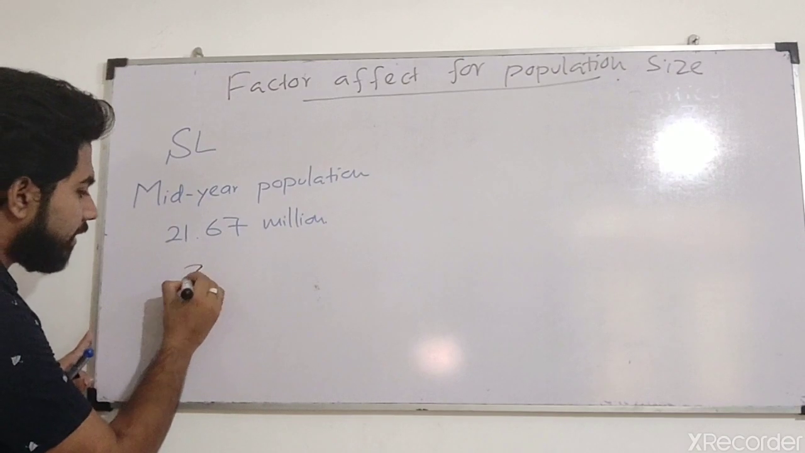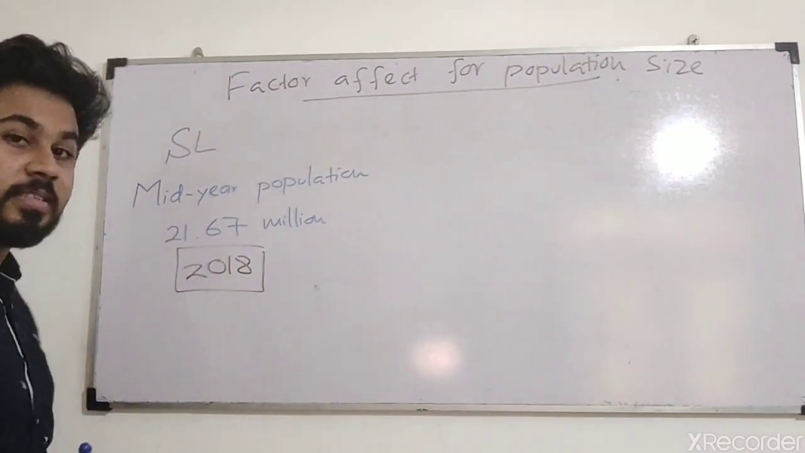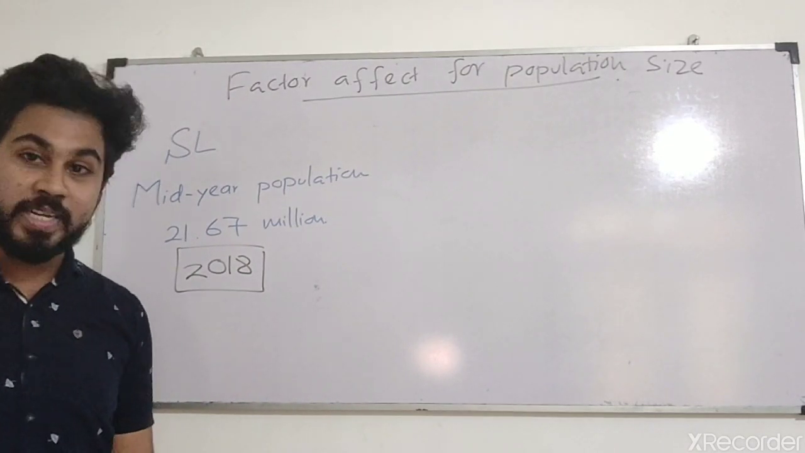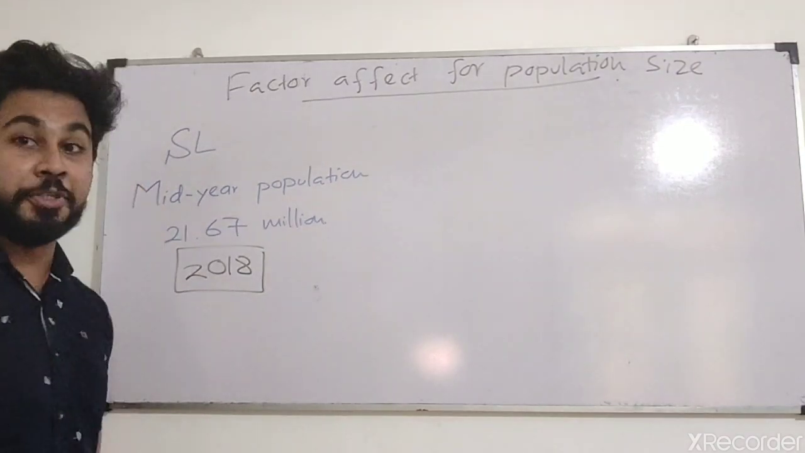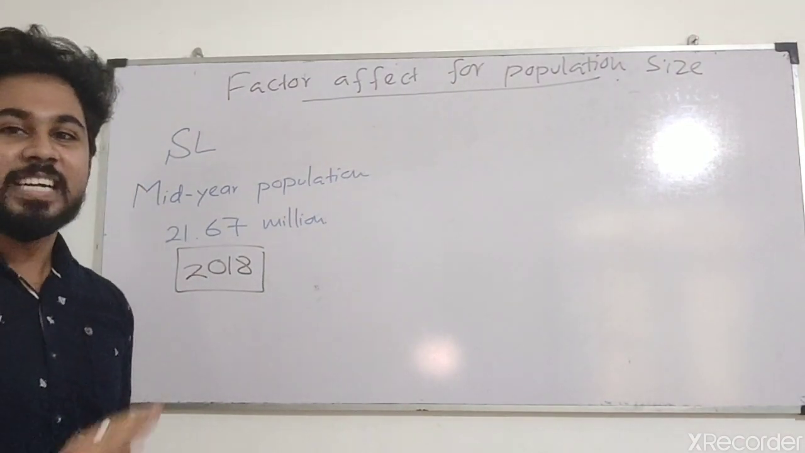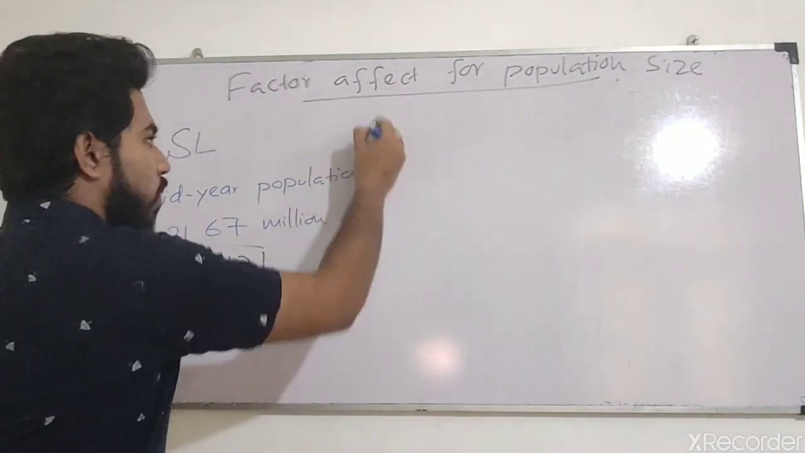So we are considering the statistics in year 2018, because for 2020 A-level students, the relevant year is 2018. You should be concerned about all the statistics relevant for year 2018. And the next one, right?